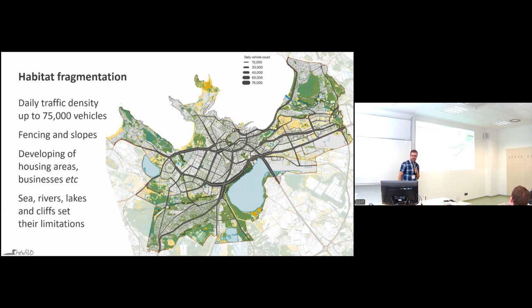Well, it's no surprise that the wild or natural habitats in the city are strongly fragmented. Probably the strongest factors for fragmentation are traffic, but also fencing, and also built-up areas, new houses and businesses. But in Tallinn also these water bodies, sea, lakes, river, are limitations, and also the cliff.